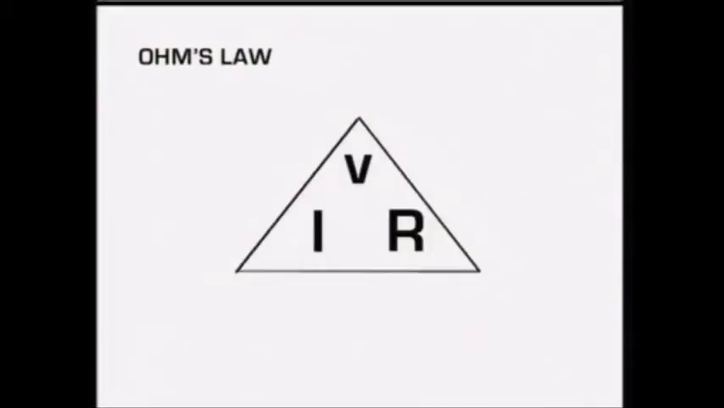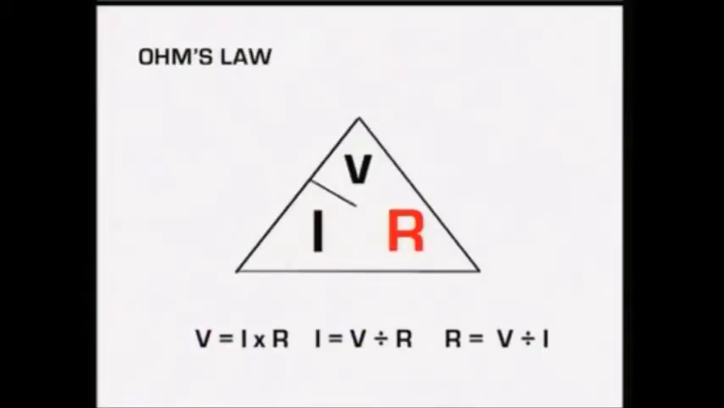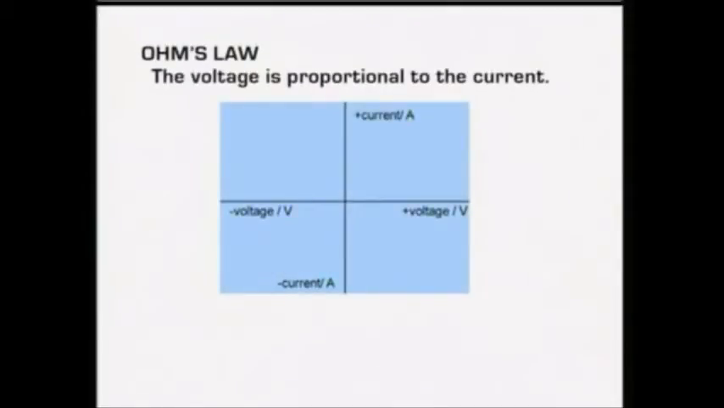A good way to remember Ohm's law is to put the values in a triangle like this, with V at the top in the vertex and R on the right. So V equals I times R. I equals V divided by R, and R equals V divided by I. Another way of stating Ohm's law is to say that the voltage is proportional to the current, as long as the resistance and the temperature stay the same.